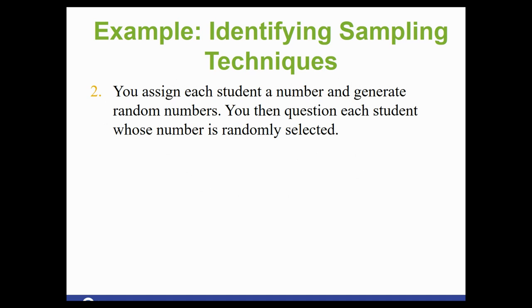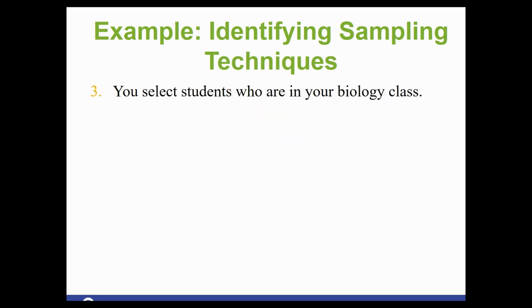You assign each student a number and generate random numbers. You then question each student whose number is randomly selected. That is a simple random sample. You select students who are in your biology class. That's convenient.